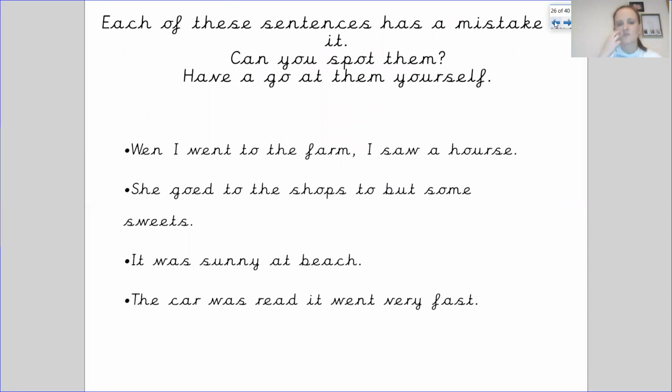Right. Each of these sentences has a mistake in it. Can you spot them and can you correct them? So I want you to have a go at this yourself. When I went to the farm, I saw a horse. She goes to the shops to but some sweets. It was sunny at the beach. Or it was sunny at beach. The car was red. It went very fast. So have a read through and can you correct the sentences that have been put in here? So pause the video and correct the sentences that we have got.